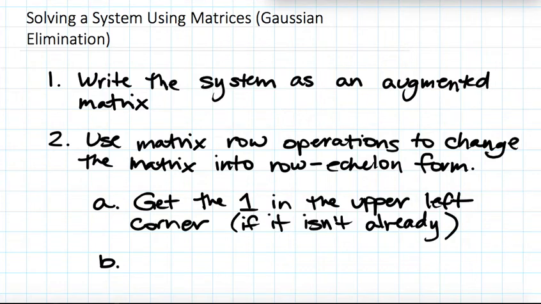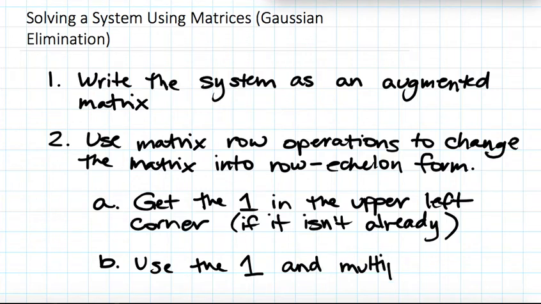The second step is to use the 1 and the row operation of multiplying and adding two rows together, multiplying a row by a number and then adding it to another row to get the 0 in the lower left corner.